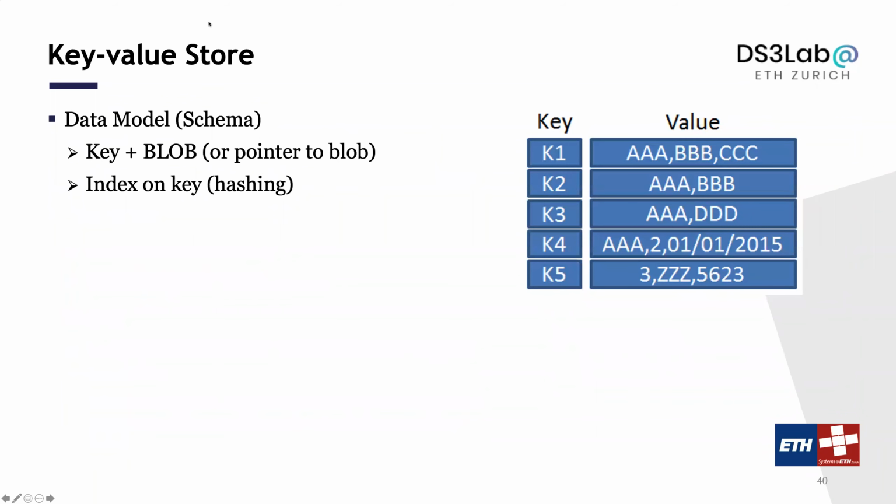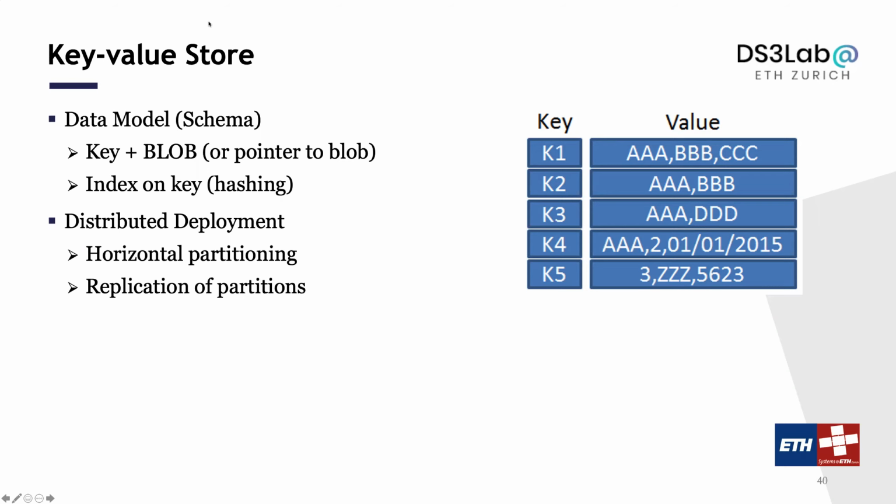But as simple as it is, it always has a data model. The data model here is a key value store. I have keys, I have values, and I have an index on my key. That's it. It is deployed in a distributed way. You have multiple machines, and you do horizontal partitioning on the key. Whenever someone wants to get a key, you find the right machine and serve it. When someone wants to set a key, to update the value of the key, you find the right machine and update it. I have replication of the partitions, so that each partition is replicated on multiple machines to make sure if this machine is down, I can also find the information somewhere else.